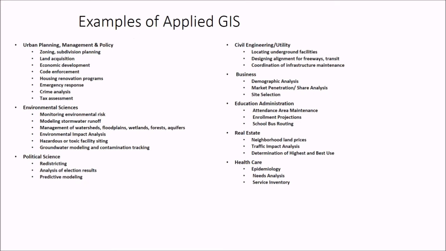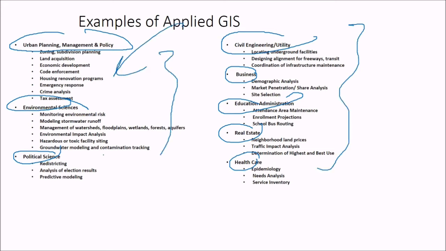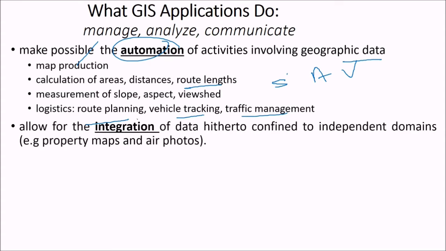These are examples of applied GIS: urban planning, management policy, environmental sciences, the political sciences, civil engineering and utility, business, educational administration, real estate and healthcare. You see, everywhere we have GIS applied. So what do GIS applications do? They manage, they analyze and they communicate. It makes possible the automation of activity which involves graphical data, spatial data. You can produce the map, you can calculate the area, distance and route length, minimum route length, best route length. You can measure the slope, the aspect, the viewshed, and you can also plan the route, vehicle tracking, traffic management.